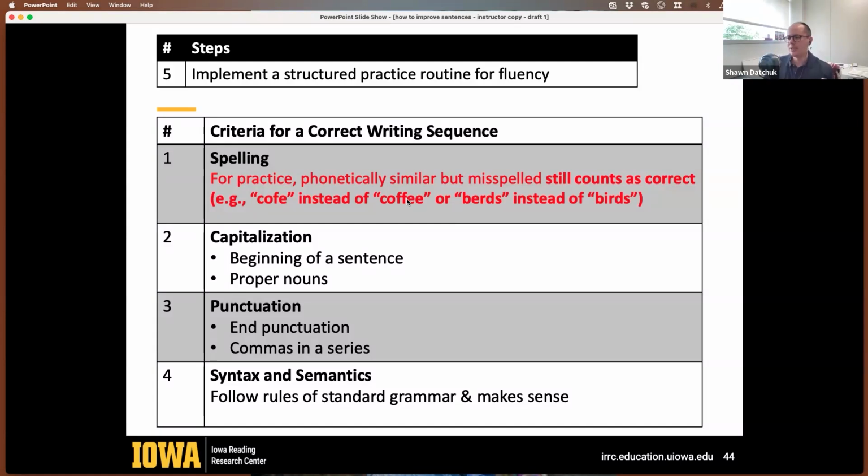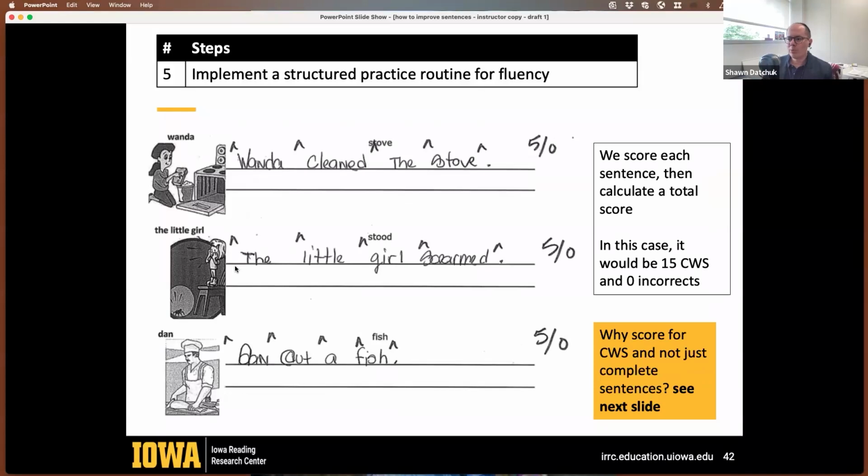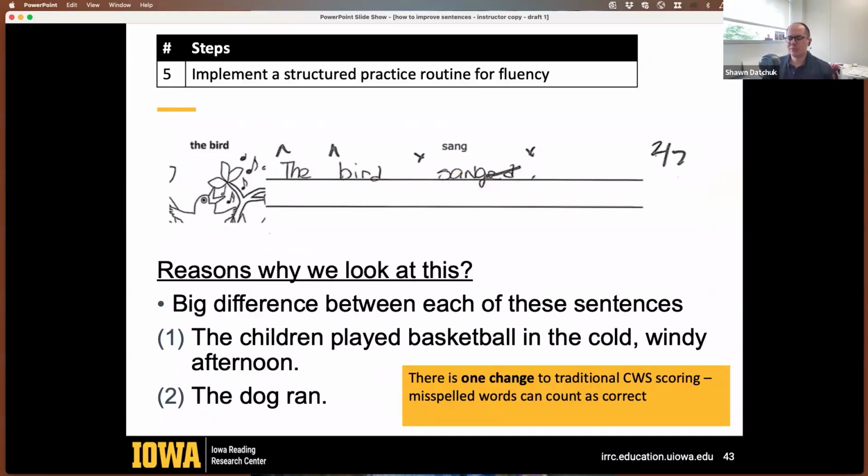We also look to see whether or not it's correct capitalization, so at the beginning of a sentence, or proper nouns, whether punctuation is there, so end punctuation, commas in a series, and whether the sentences follow rules of standard grammar and make sense. The reason why we do that is because there's a big difference between, let's say, these two sentences: The children played basketball in the cold, windy afternoon, or the dog ran.